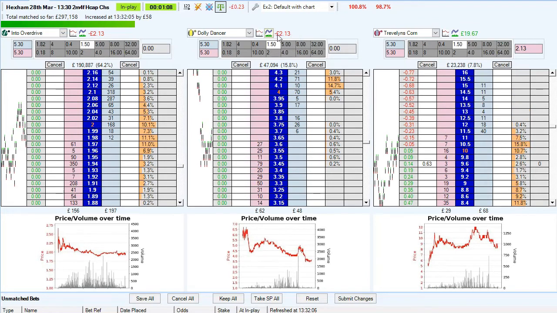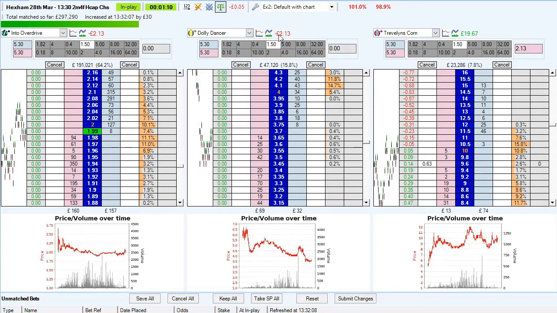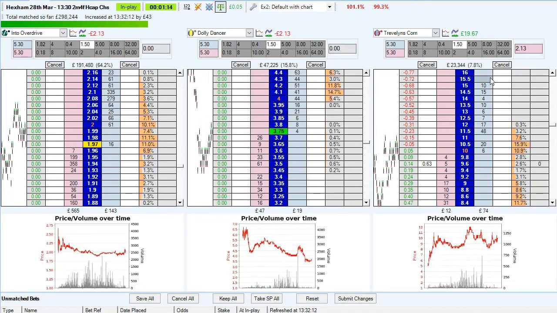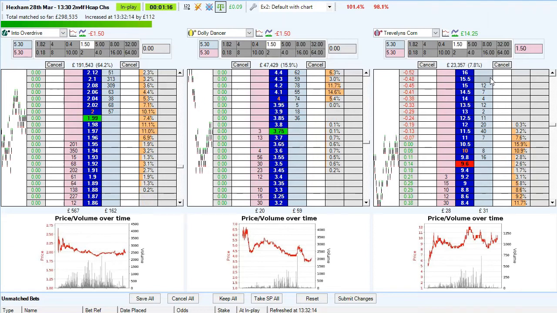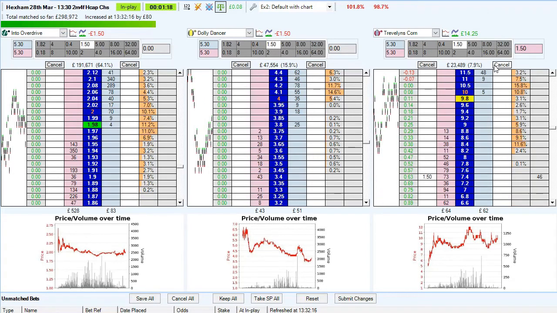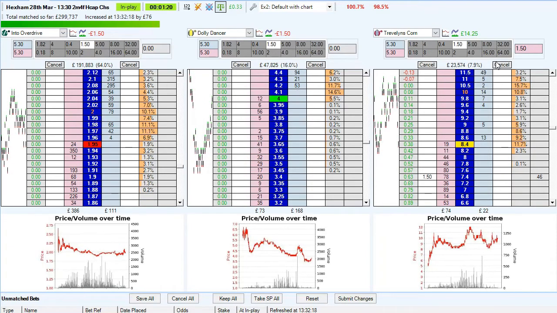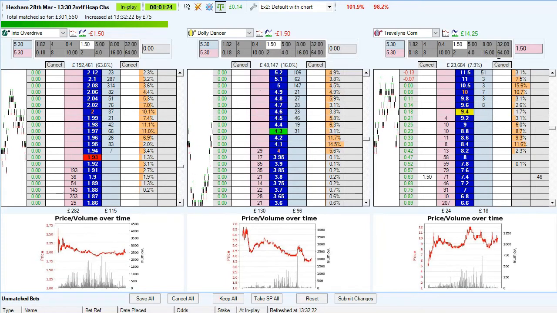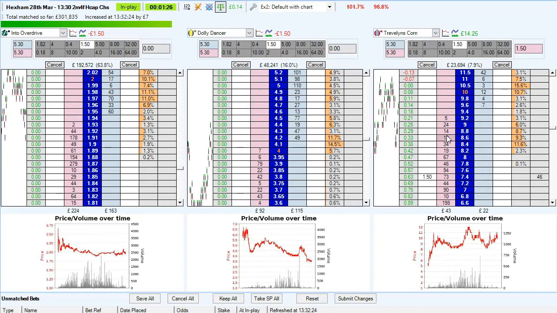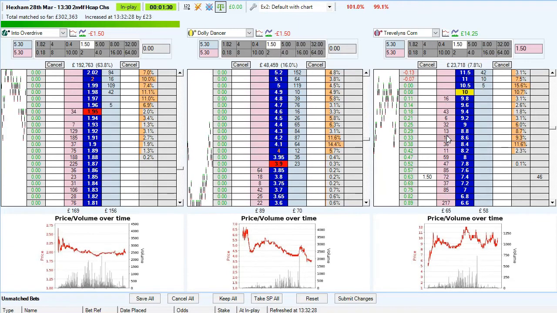So our maximum loss now is £2.13. We could win 19.67, but we're not going to do that because we're going to trade out before that. Okay, so we've got another one traded. So we're kind of now down to what do we do next?